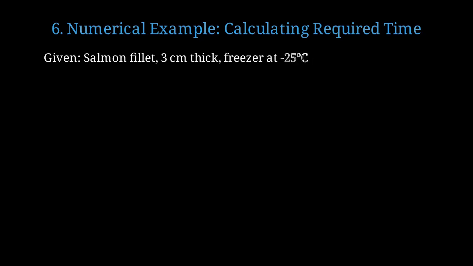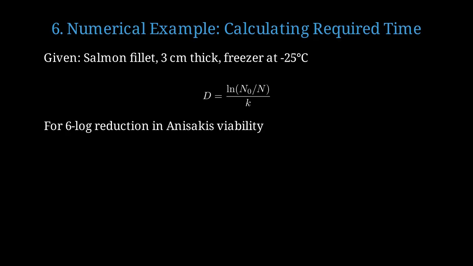Consider a salmon fillet that is 3 centimeters thick being frozen in a commercial freezer maintained at minus 25 degrees Celsius. The decimal reduction time d equals the natural log of initial population over final population divided by the rate constant K. We want a 6-log reduction in Anisakis viability, meaning we reduce the parasite population by a factor of 1 million. The natural log of 10 to the 6th power equals 6 times 2.303, which equals 13.82. The required time equals 13.82 divided by the rate constant at minus 25 degrees Celsius.